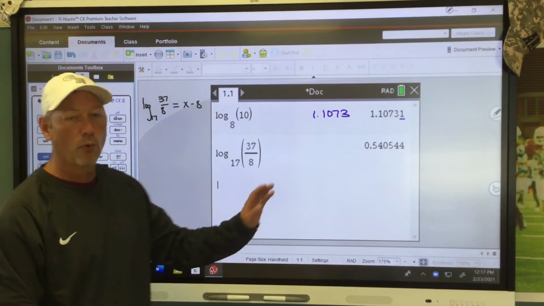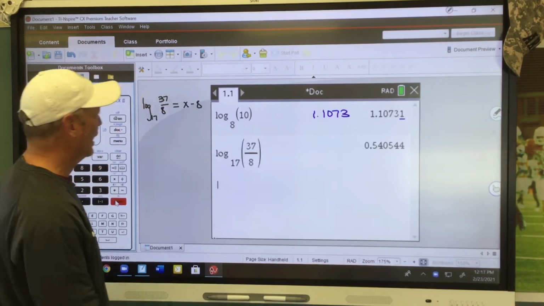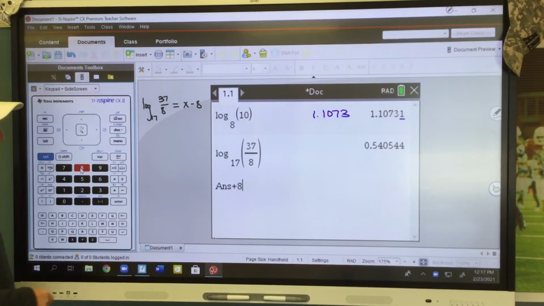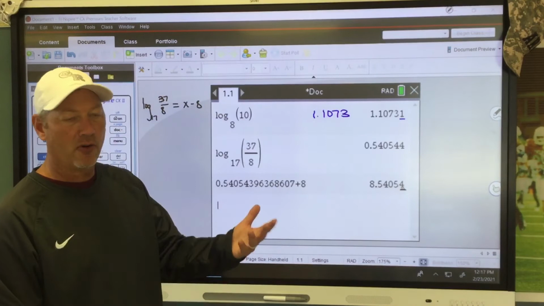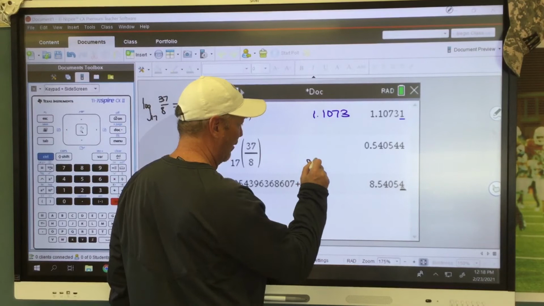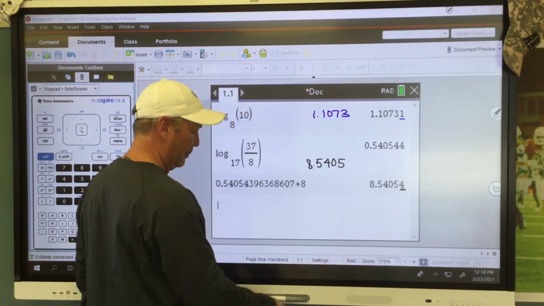Don't round, do not round. Wait till the very end before you round, okay? And then we're going to add 8 to that. So we're just going to say plus 8. We're going to hit enter. And we're going to count. 1, 2, 3, 4. This is the fifth number. It's not 5 or higher. So my answer in this case is going to be 8.5405. There's your answer. It's pretty simple.